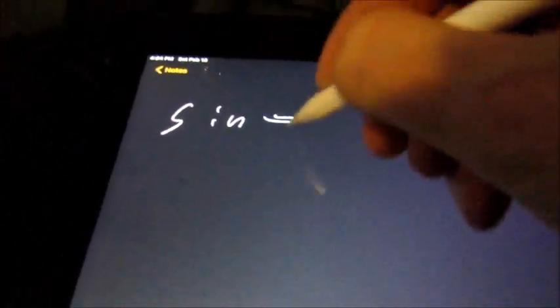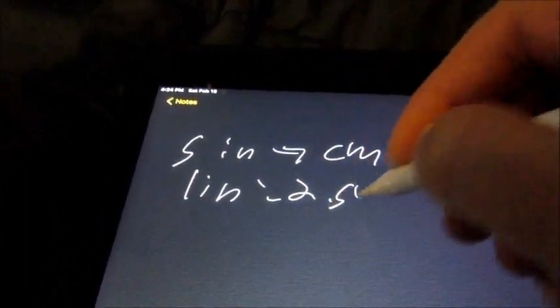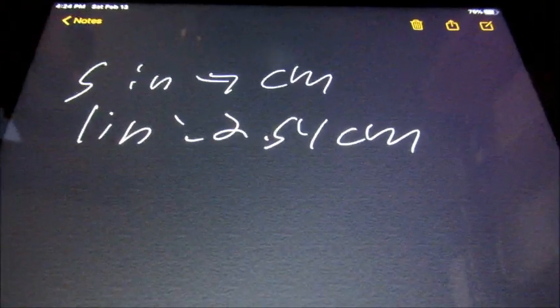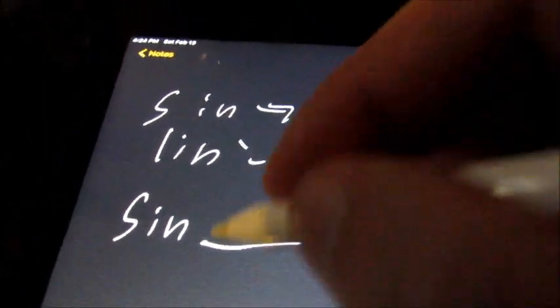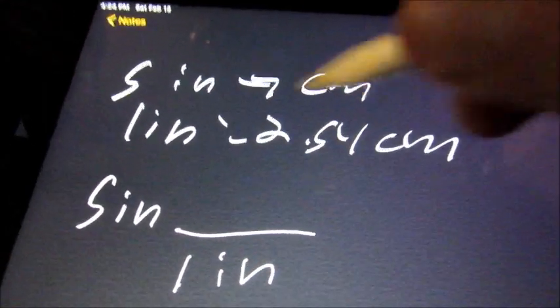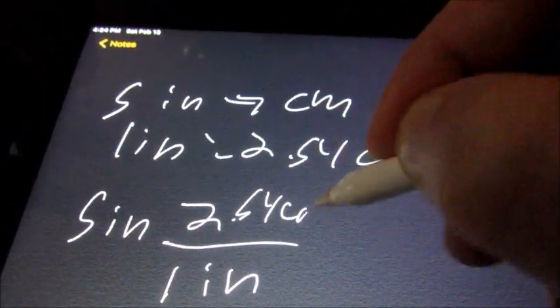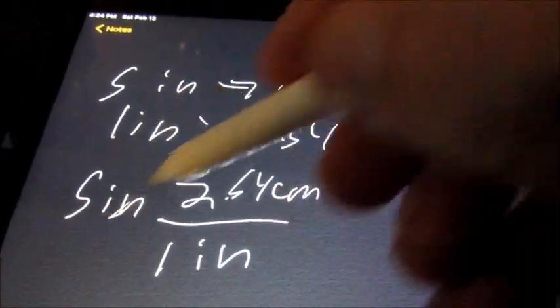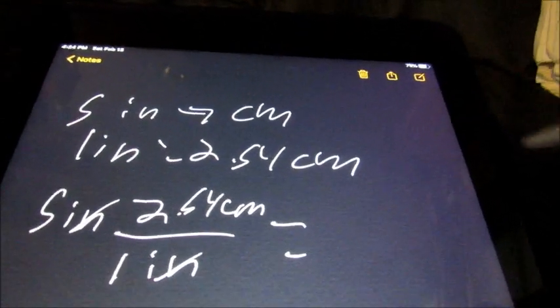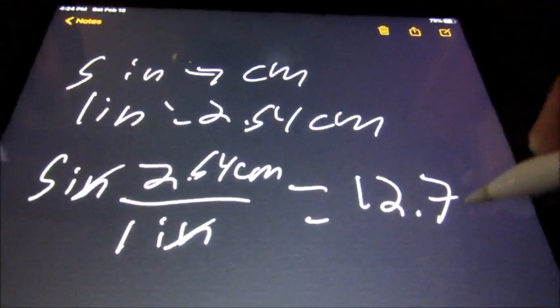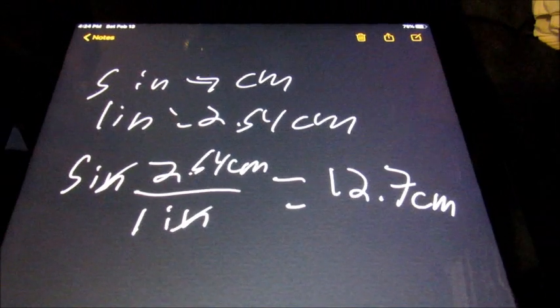And one other like this, so let's say we have 5 inches to centimeters, and 1 inch equals 2.54 centimeters. So 5 inches times, now I need inches on top, so put 1 inch on top. And that means the 2.54 centimeters will be on bottom. So the inches will cancel. And I have 5 times 2.54, which is 12.7 centimeters.